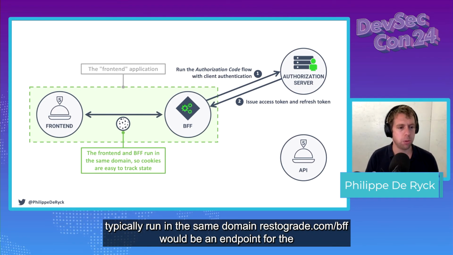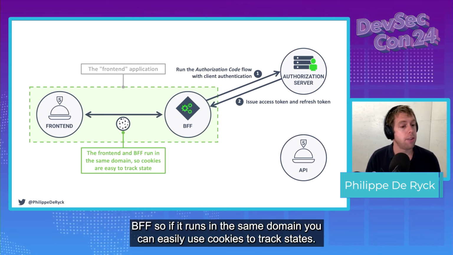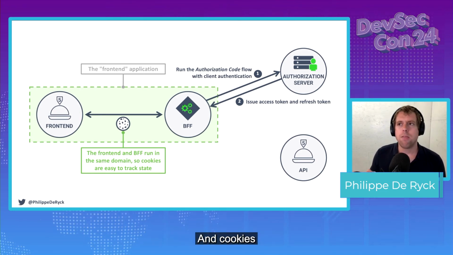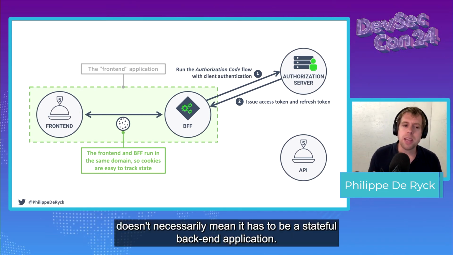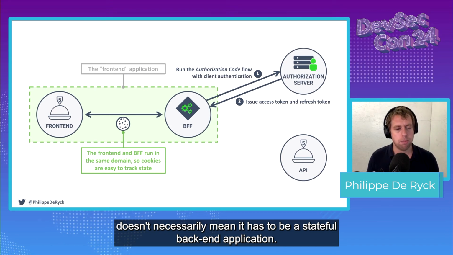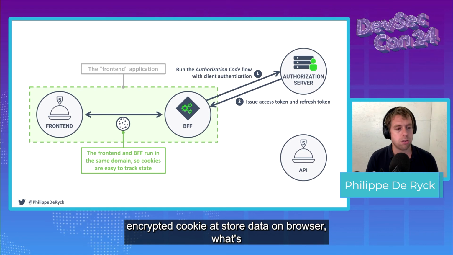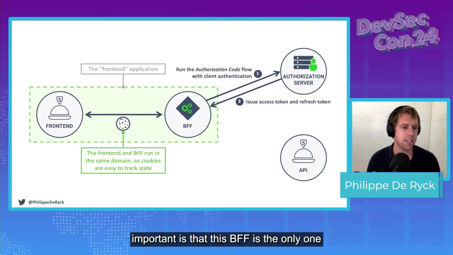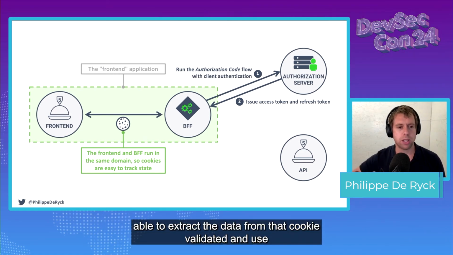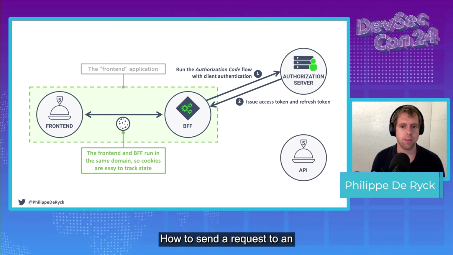Restograde.com/BFF would be an endpoint for the BFF. So if it runs in the same domain, you can easily use cookies to track state. And cookies doesn't necessarily mean it has to be a stateful backend application. You can also use encrypted cookies that store data on the browser. What's important is that this BFF is the only one able to extract the data from that cookie, validate it, and use it in practice.